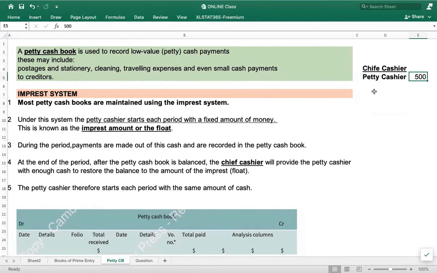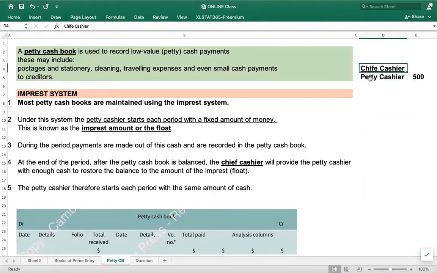And the chief cashier will give the money to whom? To the petty cashier. And the purpose is what? To make all the small payments, right? He will not make the payment using his own money, right? So he needs some money so that he can pay all the small payments.